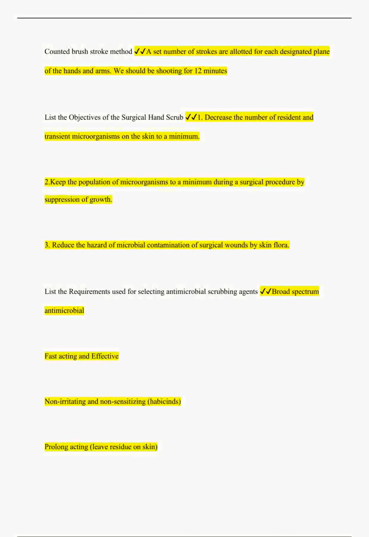List the objectives of the surgical hand scrub. 1. Decrease the number of resident and transient microorganisms on the skin to a minimum. 2. Keep the population of microorganisms to a minimum during a surgical procedure by suppression of growth. 3. Reduce the hazard of microbial contamination of surgical wounds by skin flora.